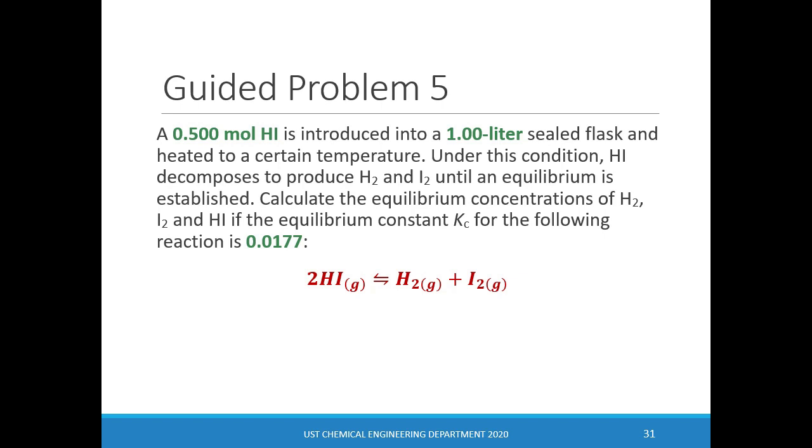Let's try another example. 0.5 mole of HI is introduced into a 1-liter sealed flask and heated to a certain temperature. Under this condition, HI decomposes to produce hydrogen and iodine until an equilibrium is established. Calculate the equilibrium concentrations of hydrogen, iodine, and HI if the equilibrium constant for the following reaction is 0.0177. As you may have noticed, the given reaction is just the reverse of the reaction from the previous problem. You may also check that the equilibrium constant of this reaction is just the reciprocal of 56.608, which we have obtained earlier.